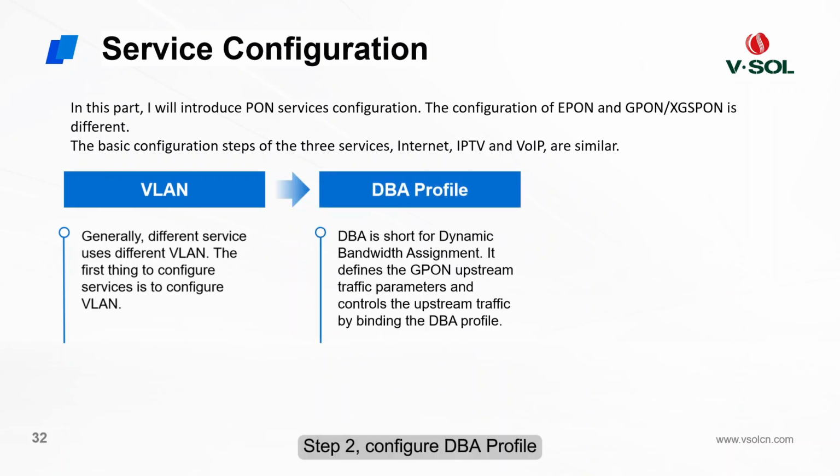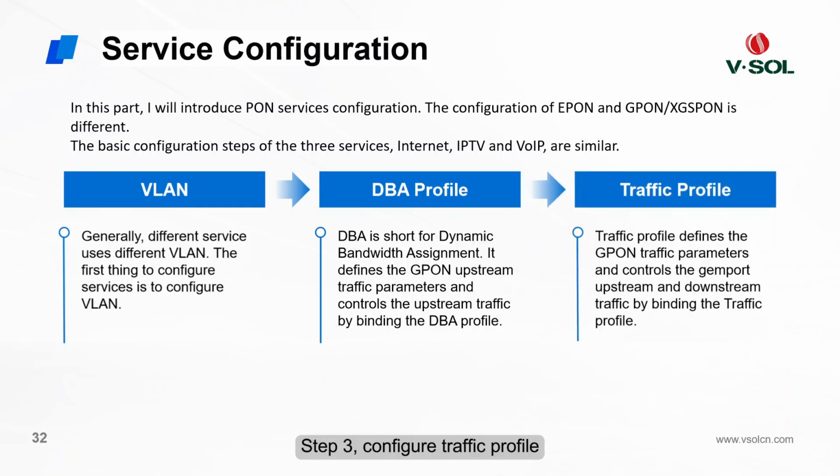Step 2. Configure DBA profile. DBA is short for Dynamic Bandwidth Assignment. It defines the GPON upstream traffic parameters and controls the upstream traffic by binding the DBA profile. For EPON, DBA profile is optional, only need to configure when using traffic limit. Step 3. Configure traffic profile. Traffic profile defines the GPON traffic parameters and controls the GEMPort upstream and downstream traffic by binding the traffic profile. For EPON, no such profile.